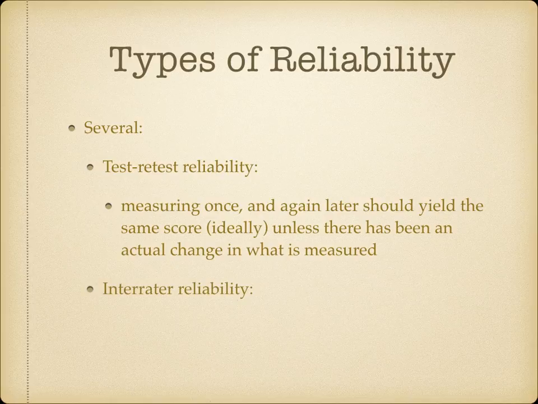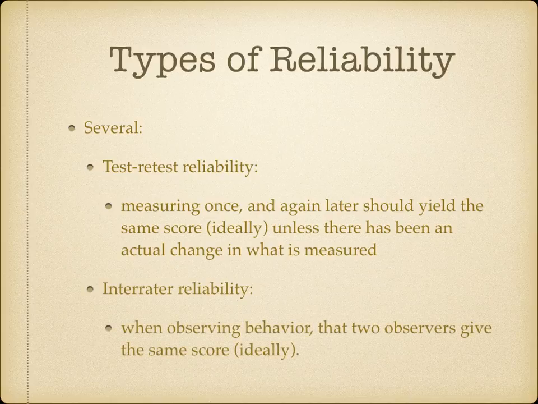Inter-rater reliability is when we're observing a behavior, and two different observers will give the same measure, the same score. If we have two observers of how aggressive children are being in the playground during recess, and at the end of recess they all give a score based upon what they observed in 10 children, we would hope that those scores are identical or at least very similar to each other between the two observers.